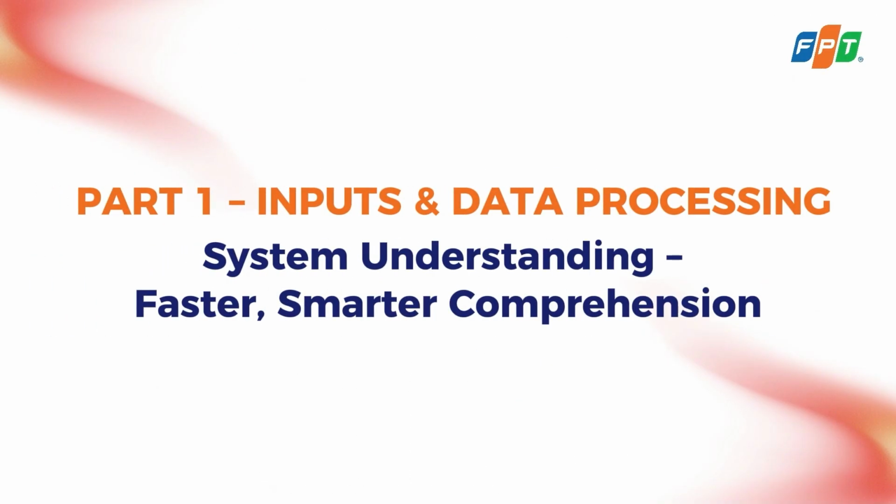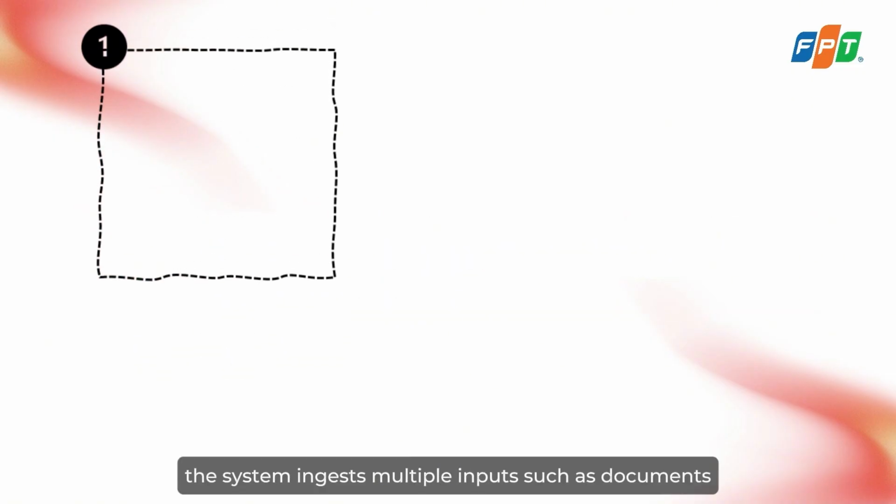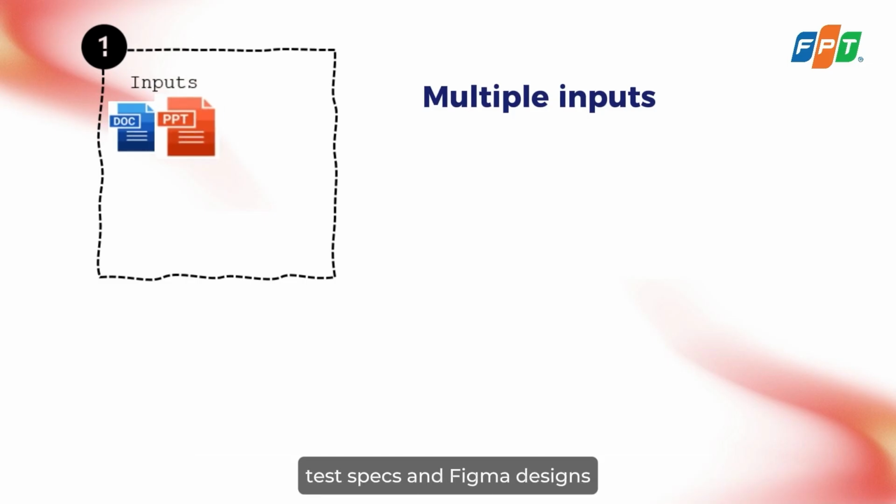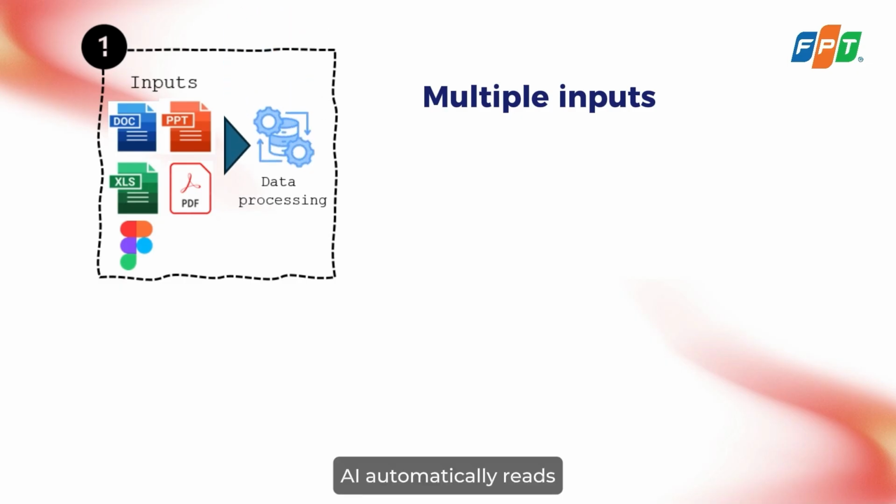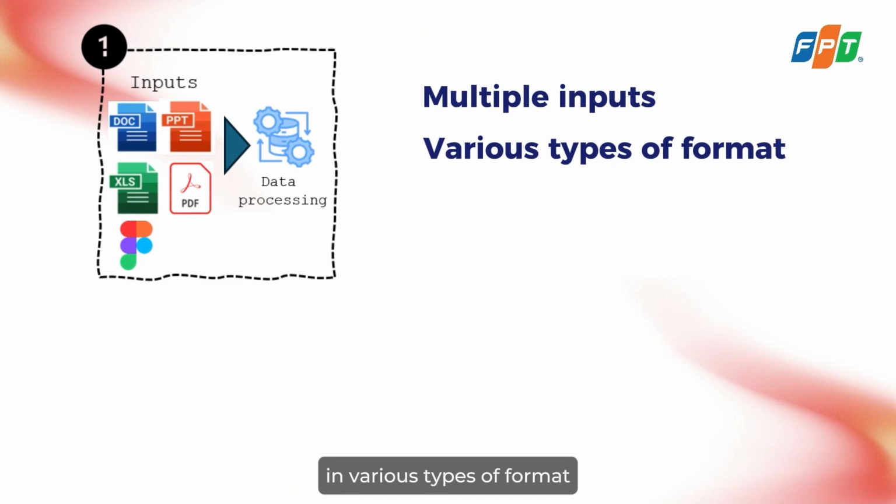Part 1. Inputs and data processing. In Part 1, the system ingests multiple inputs such as documents, test specs, and Figma designs. AI automatically reads and understands OEM materials in various types of format without prior system knowledge.